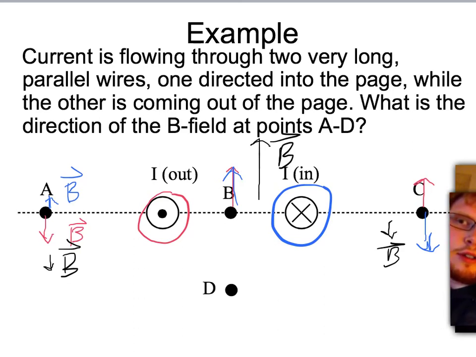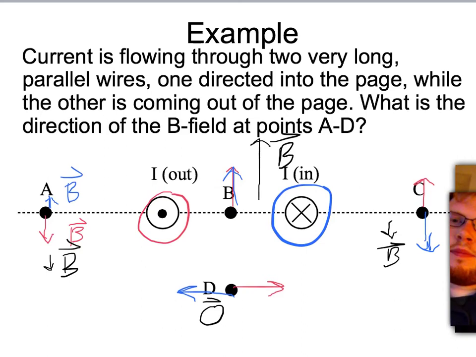Now point D. First for the red wire, thumb points out. Curl my fingers until I get to D. It's pointing to the right. And then thumb points in. Curl my fingers until I get to D for the blue wire. Pointing left, should be the same size. So net, they cancel, and we're left with the 0 vector.